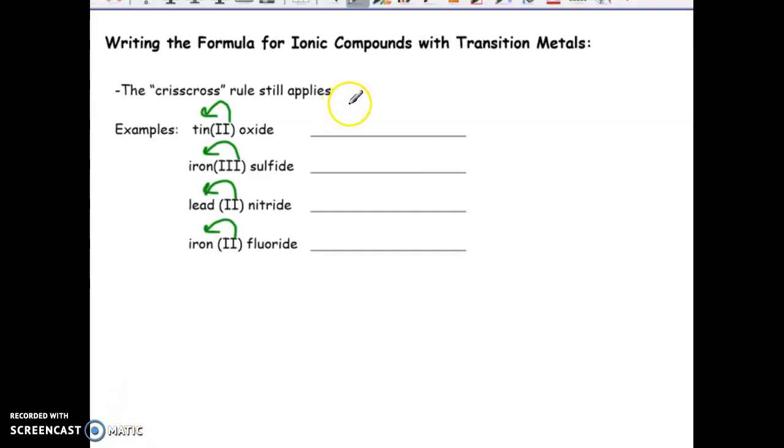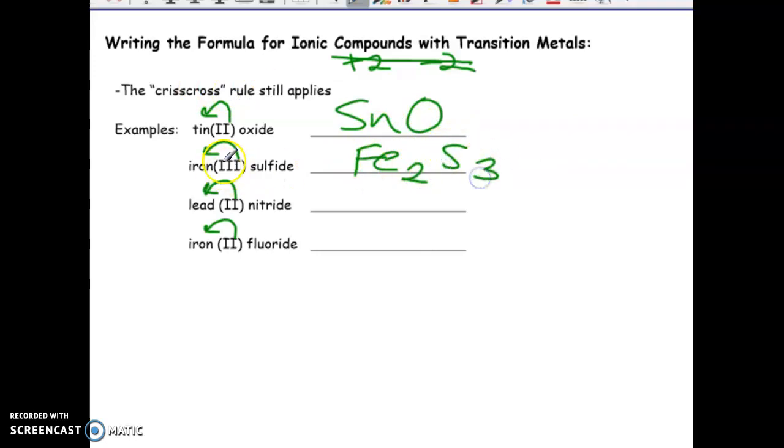Okay, so you should have here tin and oxide. So if this is +2 and -2, they end up canceling each other out with just 1 and 1. So you just should have S and O. Iron and sulfide. Because it's iron 3, so the 2 from sulfur comes down. Iron is a 3 where the sulfur is now.